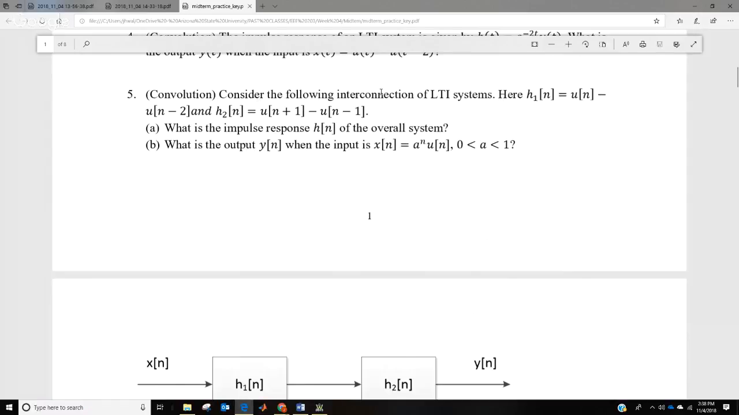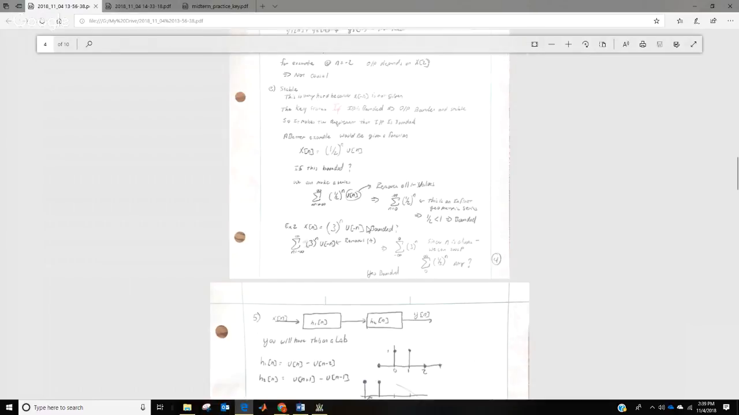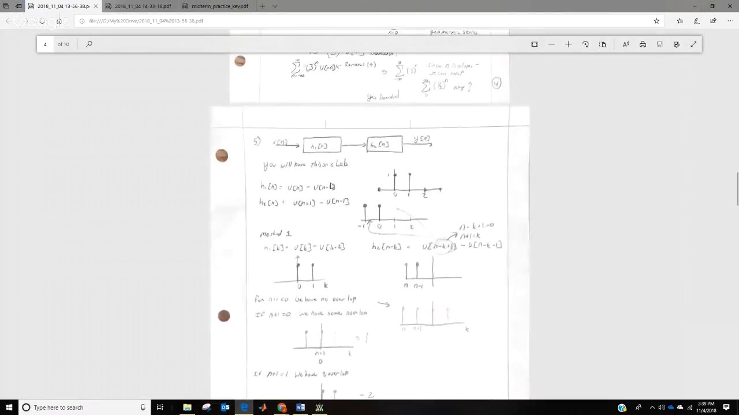All right, convolution. Consider the following interconnection of the LTI system. So we have h1 of n, h2 of n, and what's the impulse response of the overall system? We look at our drawing. h1 of n feeds right into h2 of n, so our overall system response is h1 of n convolved with h2 of n.